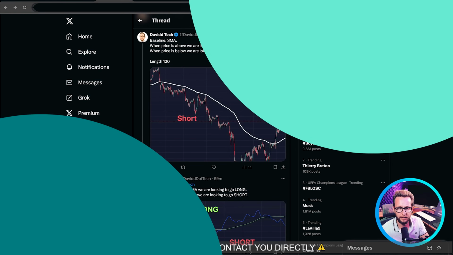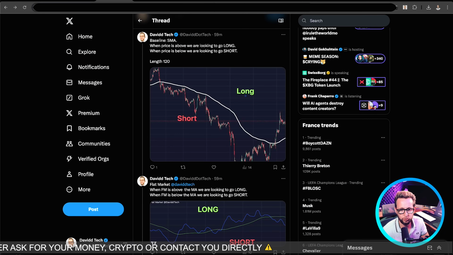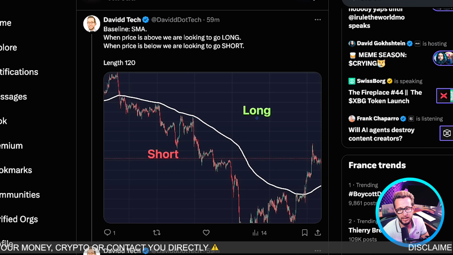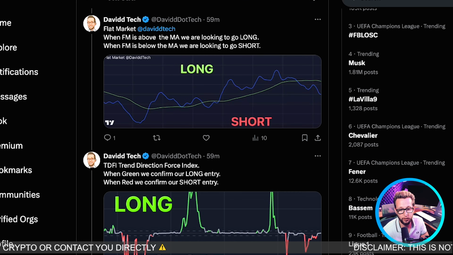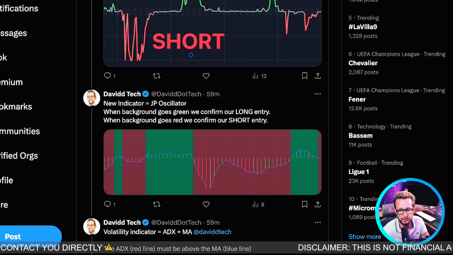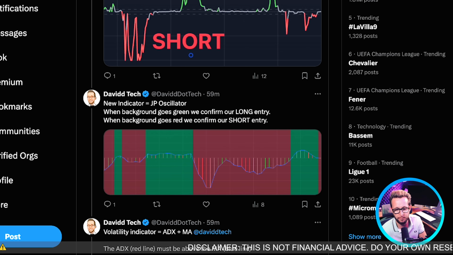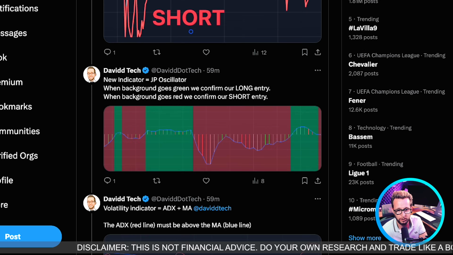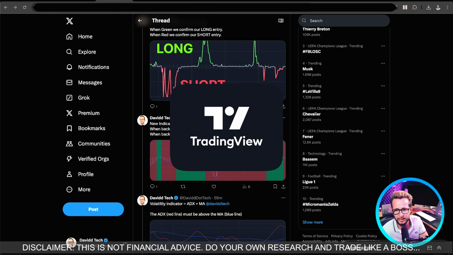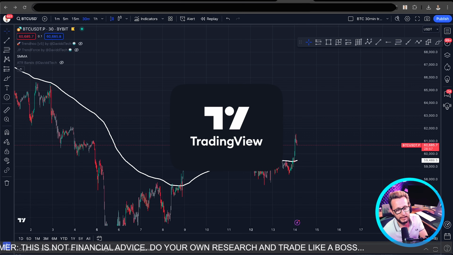Right, let's get over to my screen. Let's have a look at this strategy. Right, here I am on X with today's trading plan. As you can see, we have a baseline indicator, a couple of confirmation indicators, and a JP oscillator, which is the new indicator that I found on the NNFX blog. This week, we're going to be adding that one to see whether it's as good as it looks. Right, let's get over to TradingView and start adding these indicators.